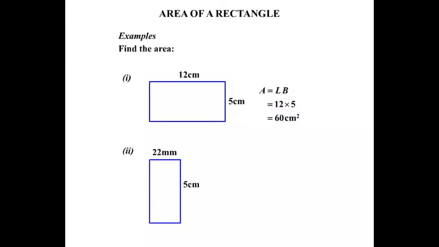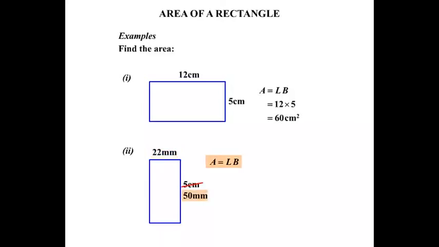Example 2, another rectangle. Area equals length times breadth. Now notice 22 millimetres and 5 centimetres. Is there a difference? Well, there's a difference in the units being used. We'll change the 5 centimetres and rewrite it as 50 millimetres. So the area equals length times breadth.